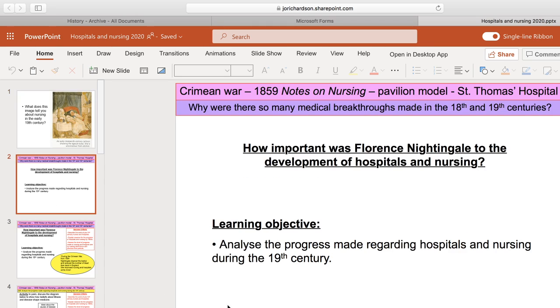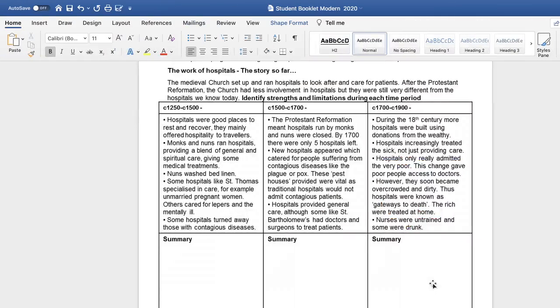And that is exactly what you would have noticed after reading this section, that hospitals in the industrial period were overcrowded and dirty. They were known as gateways to death. The rich were treated at home. Poor people really didn't have access to healthcare as much. While they were treating the sick, they only really admitted the very poor.